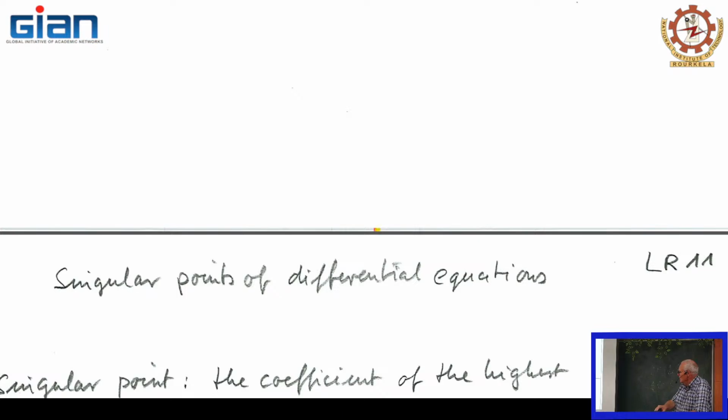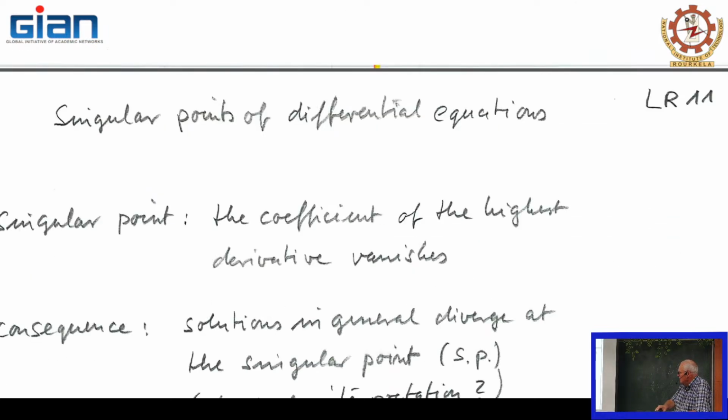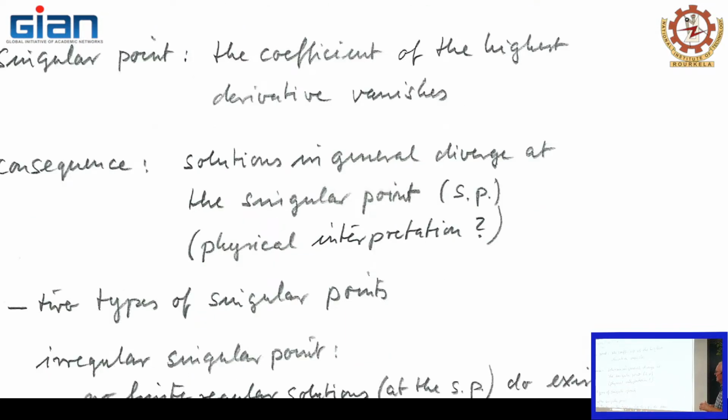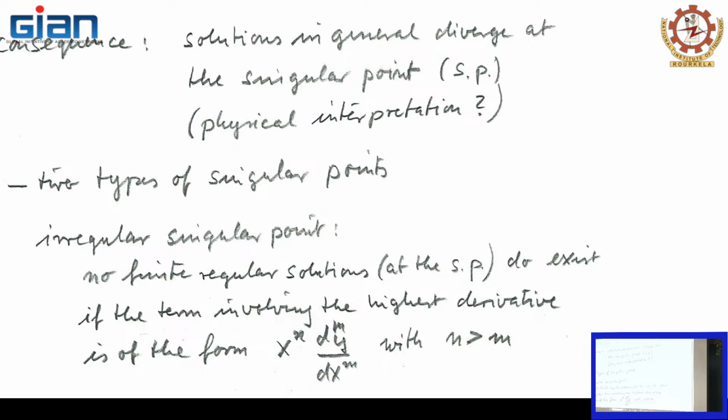Okay, singular points of differential equations. Well, the definition I've already given. A singular point is when the coefficient of the highest derivative vanishes. Well, this has a consequence. The singular points may be split into two groups, whether it's a regular singular point or an irregular singular point. If you have an irregular singular point, then you only have diverging solutions.